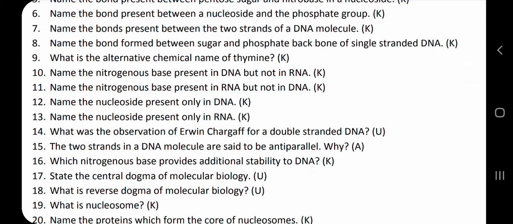15th question. The two strands in a DNA molecule are said to be anti-parallel. Why? The two strands of the DNA are said to be anti-parallel. If one strand is running in the direction of 3' to 5', the other strand of the DNA will be running in the direction of 5' to 3'. If one strand has the polarity 5' to 3', the other will be 3' to 5'.